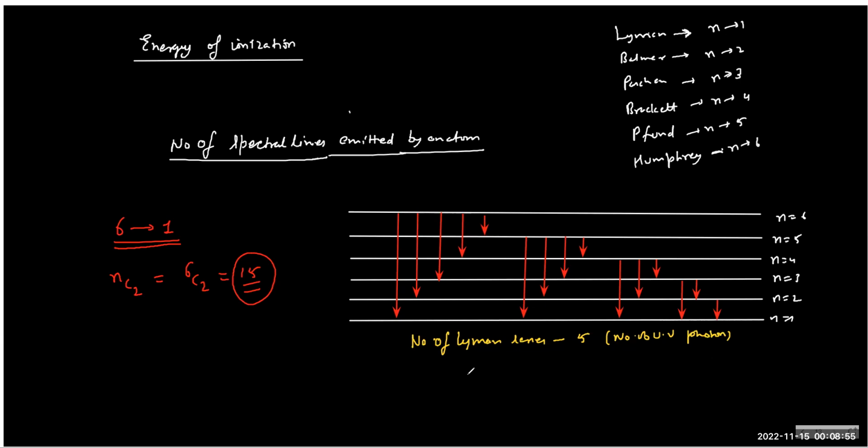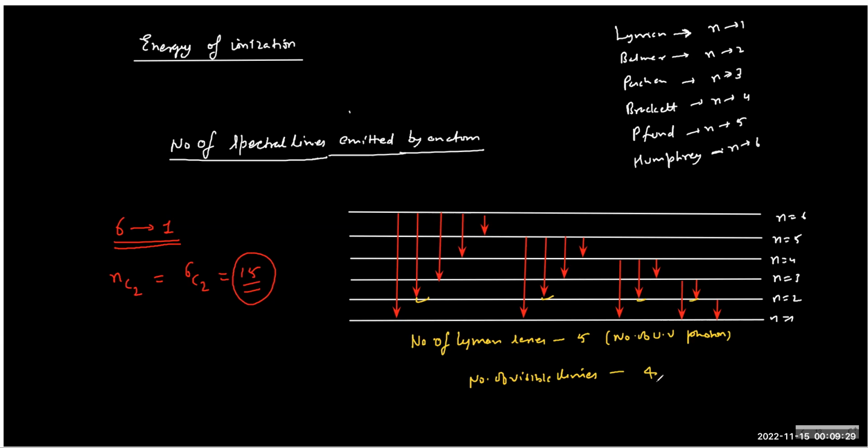How many visible lines are there? Number of visible lines? Come on, guys, tell me. 4. So visible means Balmer. Sir, but in Balmer also there are 4 specific wavelengths of visible light. So all are Balmer, no? All are visible. Okay, first 4. Yes, four. See, I have put a tick mark.